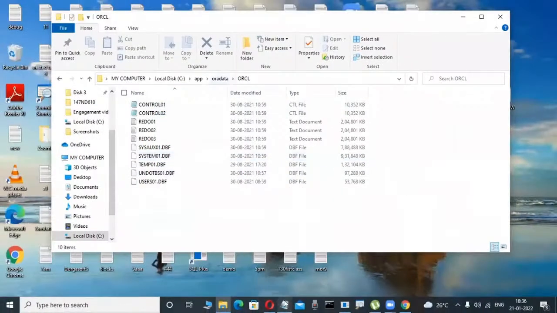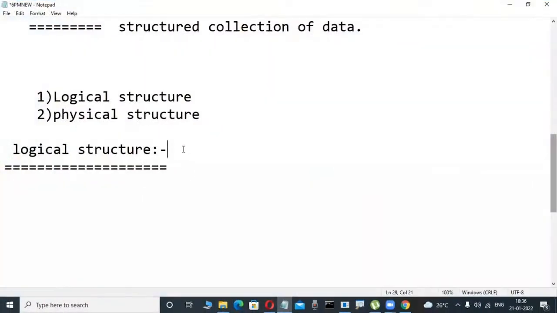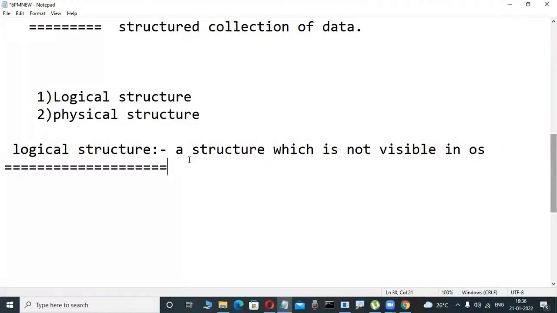That's why, what is a logical structure? Don't write it. A structure, here meaning a database structure, don't worry. A structure which is not visible in the operating system, in the OS, is called a logical structure, the logical structure of the database.